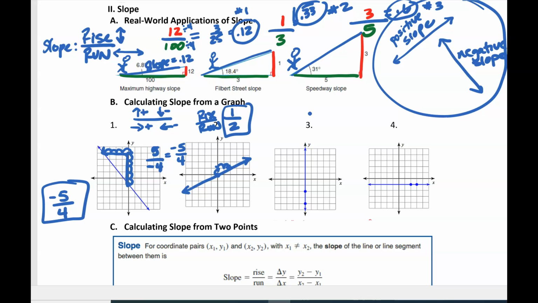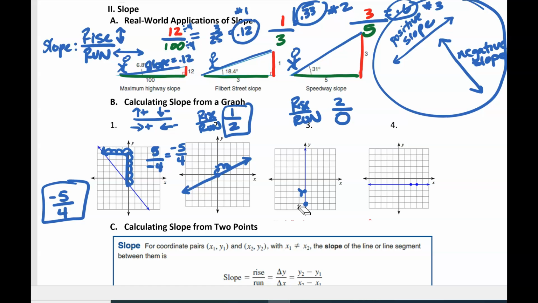So let's look at number 3. We're going to approach it in the same way. I'm going to write rise over run. If I start at this point and want to get to the next point, I'm going to rise 2. And I'm not going to run any because I don't need to go left or right. So I've got a 0 in the bottom.